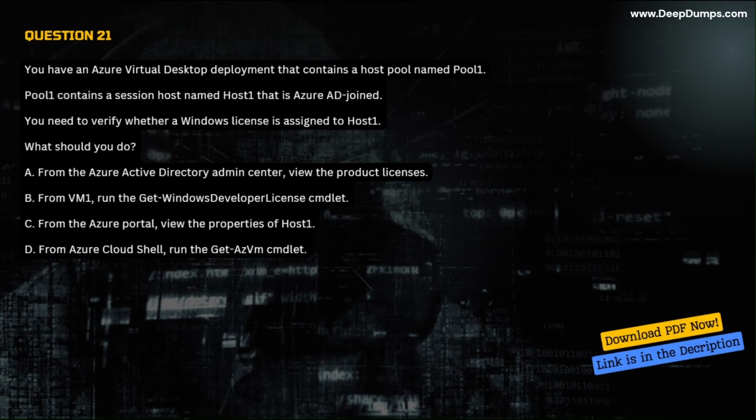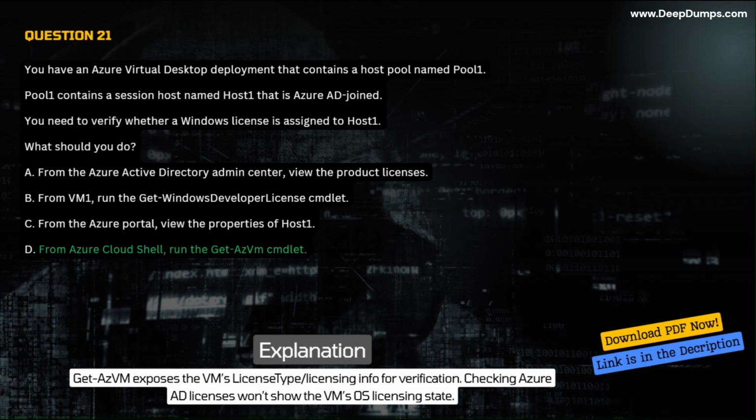A. From the Azure Active Directory admin center, view the product licenses. B. From VM1, run the Get-WindowsDeveloperLicense cmdlet. C. From the Azure portal, view the properties of Host1. D. From Azure Cloud Shell, run the Get-AzVM cmdlet. Correct answer D. From Azure Cloud Shell, run the Get-AzVM cmdlet. Explanation: Get-AzVM exposes the VM's license type and licensing info for verification. Checking Azure AD licenses won't show the VM's OS licensing state.